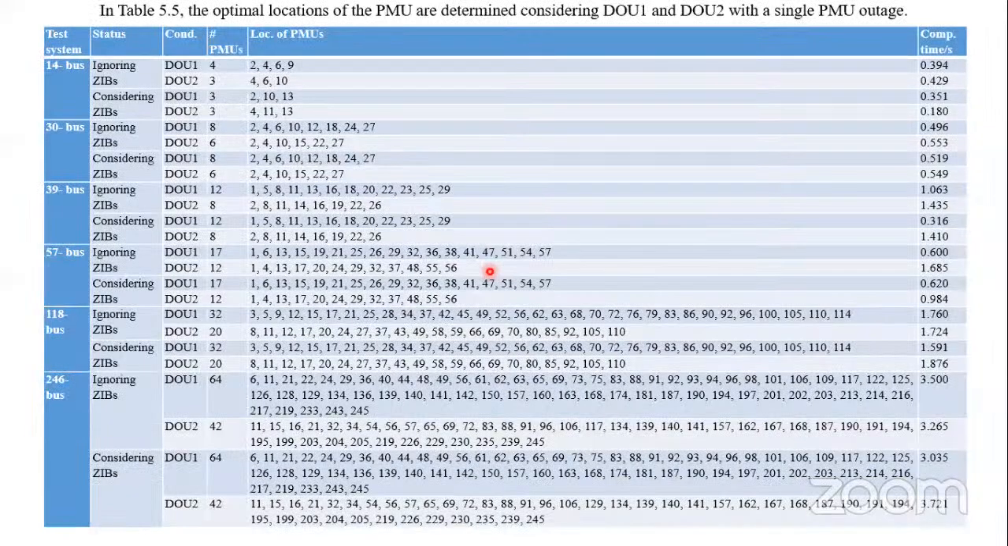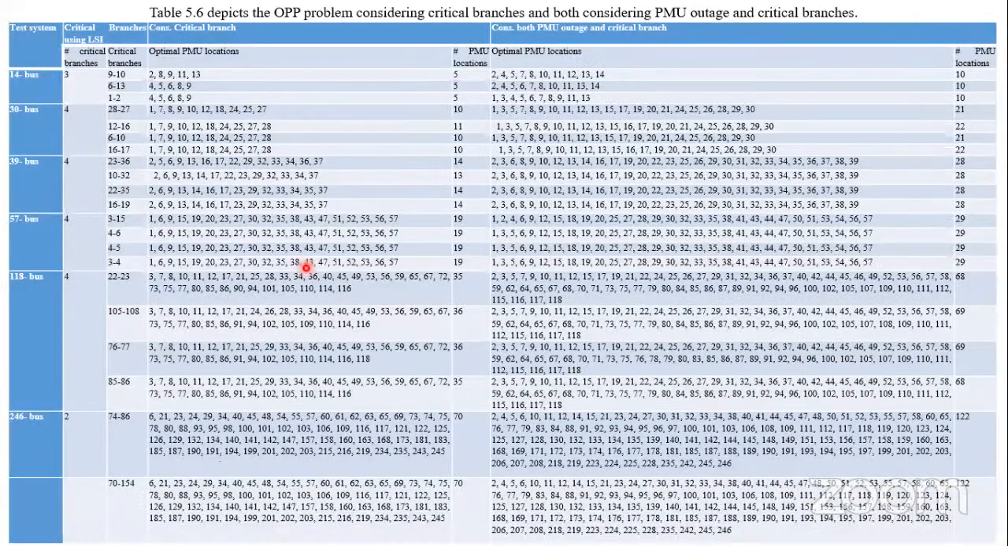I'll go back. This is the result of optimal location of PMUs considering the PMU outage. I'm seeing here 2 4 6 9, 4 6 10, and 2 10 13, 4 11 13 as the solutions. You can see for all the systems, even in this case, because we have taken the critical branches. Suppose we take 9 and 10 as critical branches, then with the help of the line stability index we can obtain the solution: 2 8 9 11 and 13. And if we consider critical branches 6 and 13, the solution is 4 5 6 8 9.